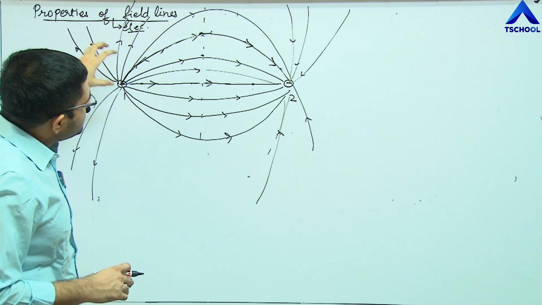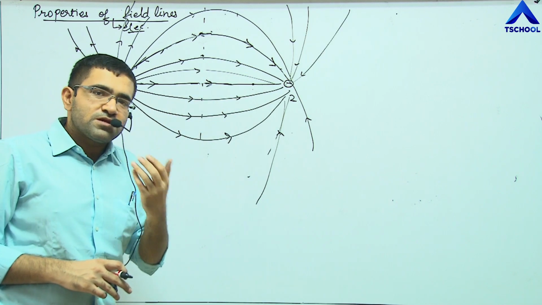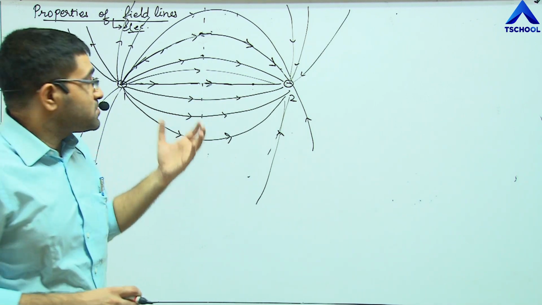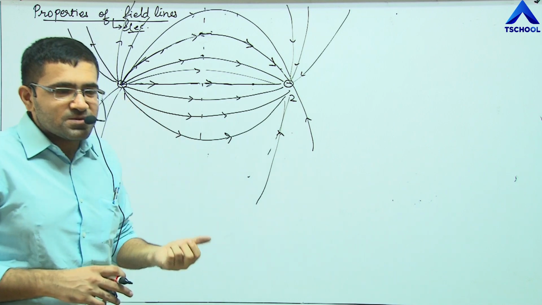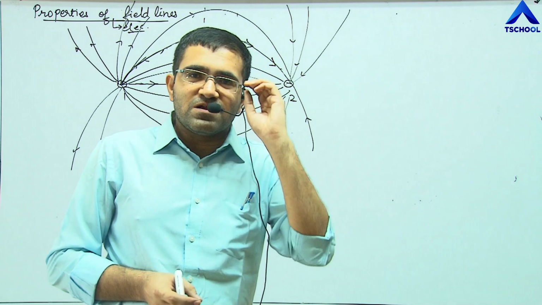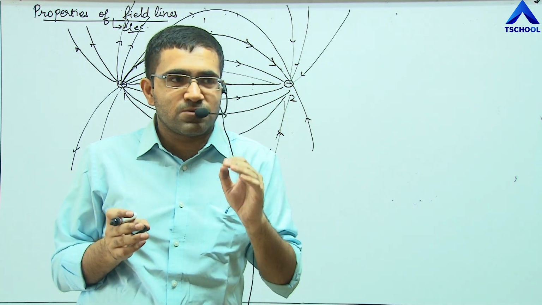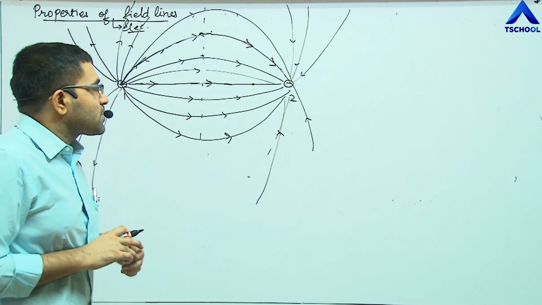And it's that all these lines, they don't intersect each other, as you can see, because if they did intersect, what that would mean is at one point the electric field will be in two different directions. That is not true. Okay.